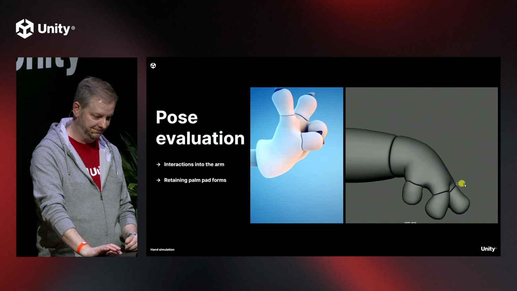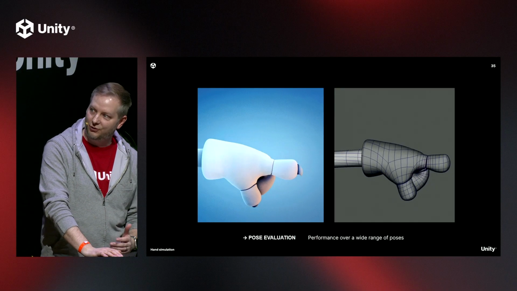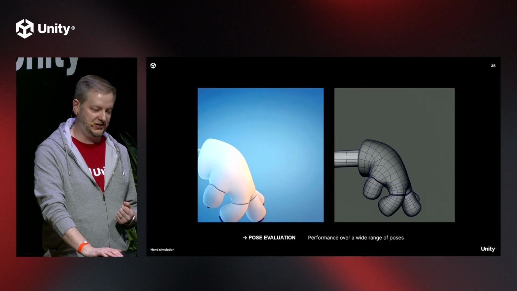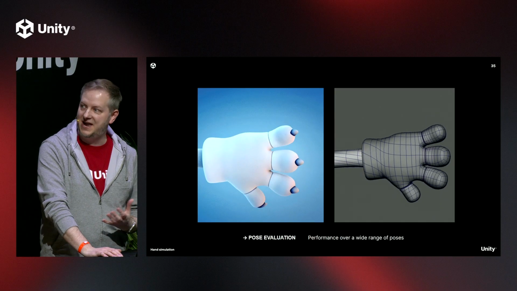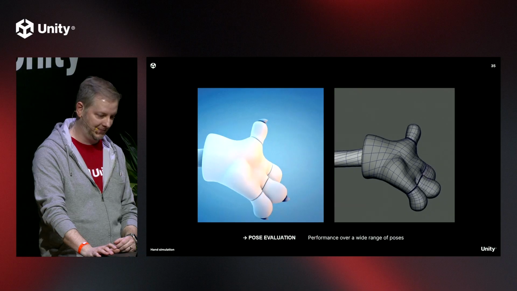So here we've got the calisthenics of the entire hand, and we can see the performance over a wide range of motion. And we're getting that nice volume preservation, some of the appealing shapes coming through, and they're in the same soft, round style of the character design.